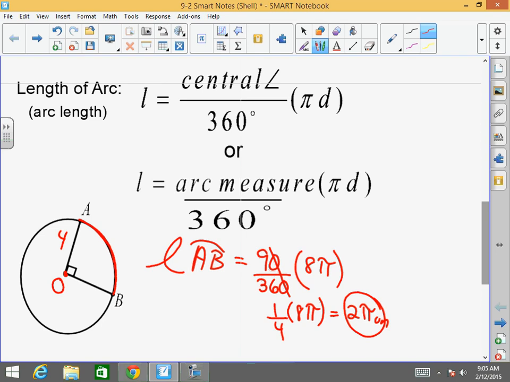I don't know what you mean by second arc measure. That's why it's an or, buddy. The central angle equals that arc measure, correct? Now we're talking about length of arc, hence length of arc. I could tell you to leave it in pi form, or I could tell you to actually calculate it. If I told you to calculate it, it'd be 2 times 3.14.